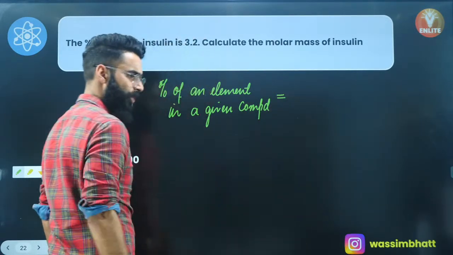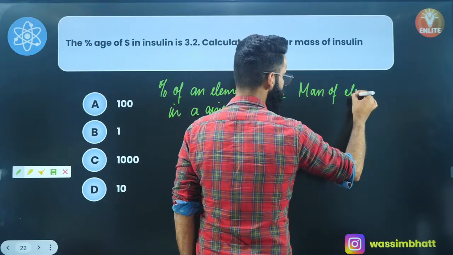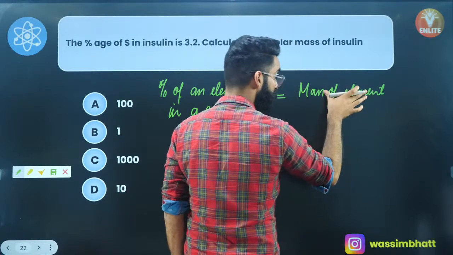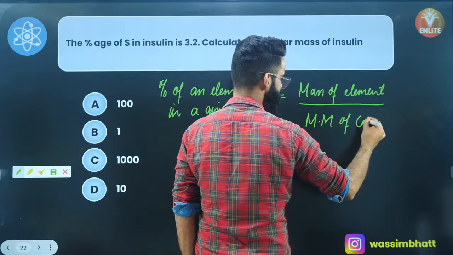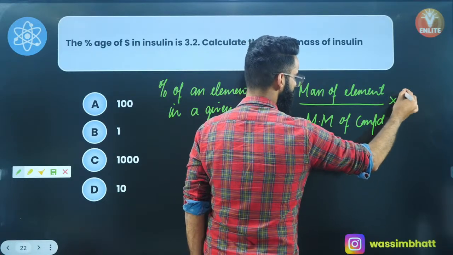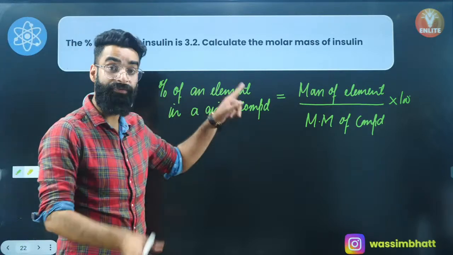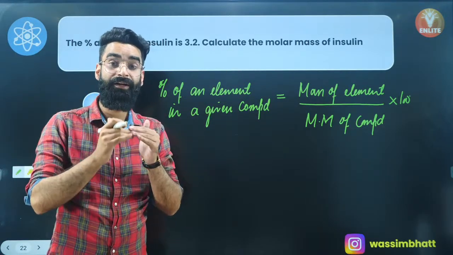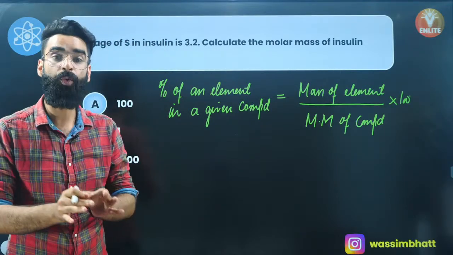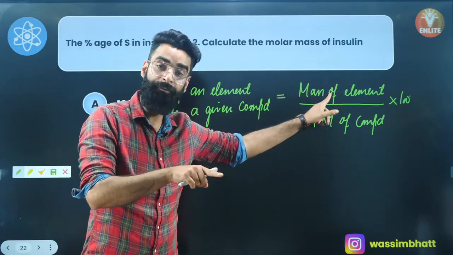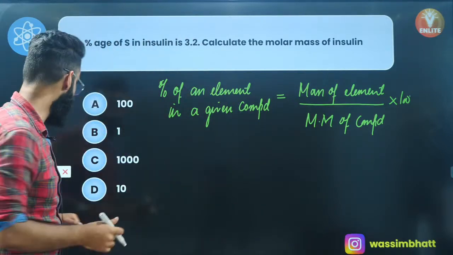Do remember, it's always equal to the mass of the element in 1 mole of compound divided by the molar mass of the compound multiplied by 100. This is one direct result which I would want you guys to remember. Whenever you need to calculate the percentage of an element in a given compound by mass, it's always equal to mass of the element in 1 mole of compound divided by molar mass of the compound multiplied by 100. That is the result which you'll be using. And see exactly how it's to be solved.